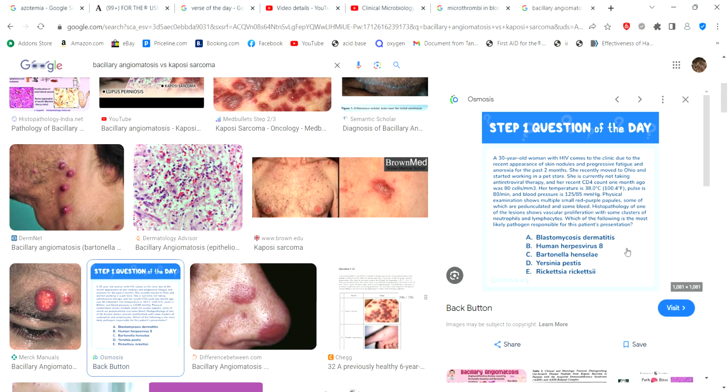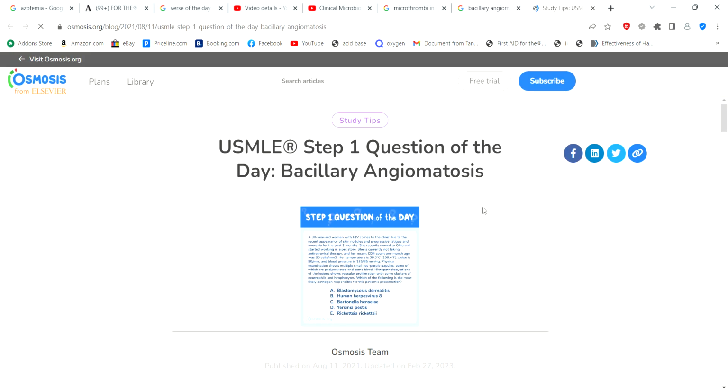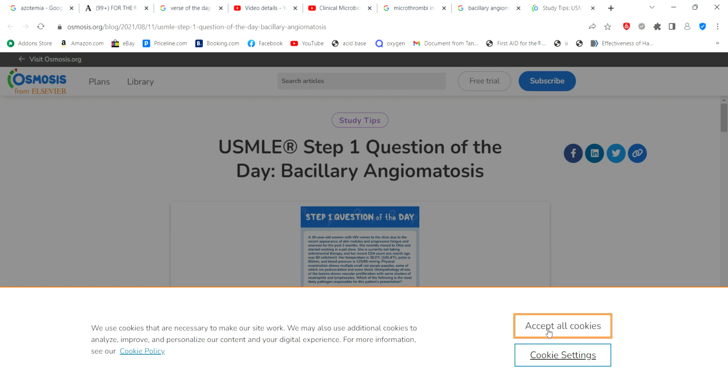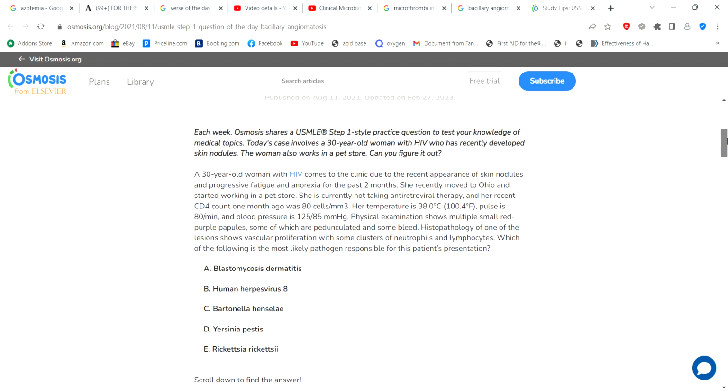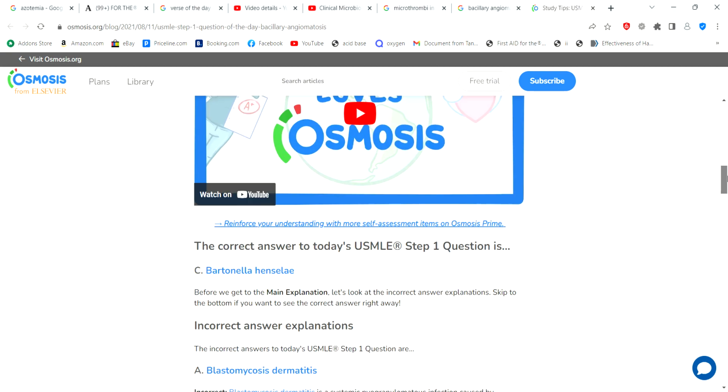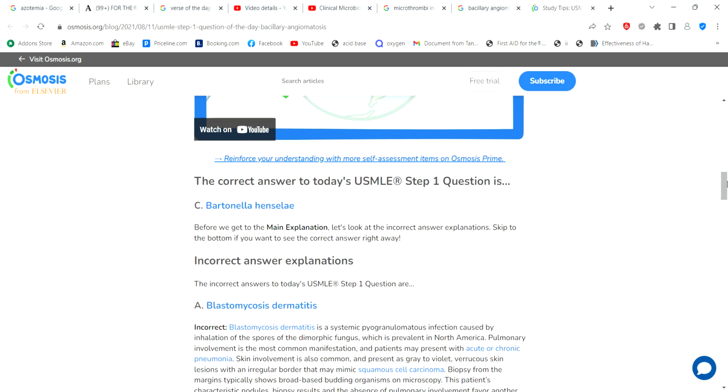Because I don't think this one bleeds. I don't think Kaposi sarcoma bleeds. Okay, let's see. What does this lady have? Fatigue, anorexia. Okay, I'm gonna go Bartonella. Where is the answer? Yes, it's Bartonella! Okay, so before we go to the main explanation, let's look at the incorrect answer explanation.